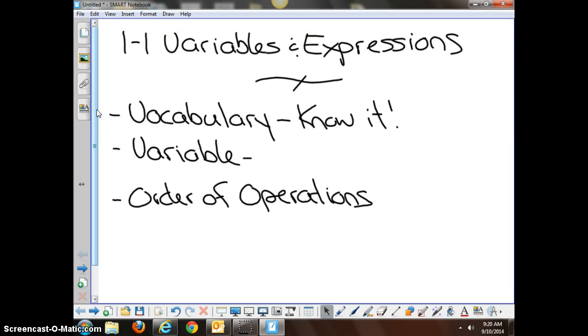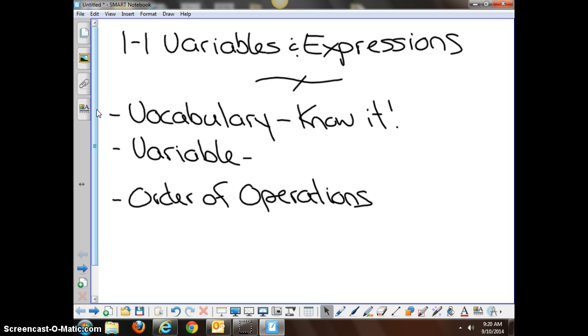Today is our first official lesson for pre-algebra. We're working on variables and expressions, which is lesson 1-1. I'm just going to go over a few things that I think you need to be aware of after looking at the PowerPoint lesson and now listening to me speak here.